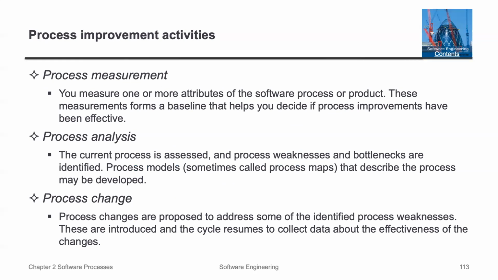Next, process analysis occurs. The current process is assessed, and the process weaknesses and bottlenecks are identified. Process models, sometimes called process maps, are then developed to describe the process. Finally, there is process change. Changes are proposed to address some of the identified process weaknesses. These are introduced, and the cycle resumes to collect data about the effectiveness of the changes.